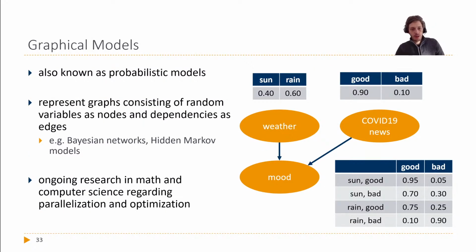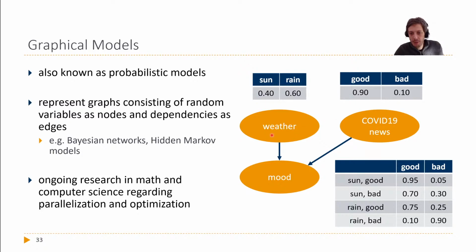Then there are graphical models, which are also known as probabilistic models, and they just consist of some representation of random variables and dependencies that you use for making decisions, for example, like Bayesian networks or hidden Markov models. The example on the right I chose, which I altered compared to last year: say your mood depends on both the weather and COVID-19 news that you just saw on TV or read on the internet. Last year this used to be the quality of Mensa food, but since nobody's going to Mensa these days, at least students are not, I changed it to COVID-19.